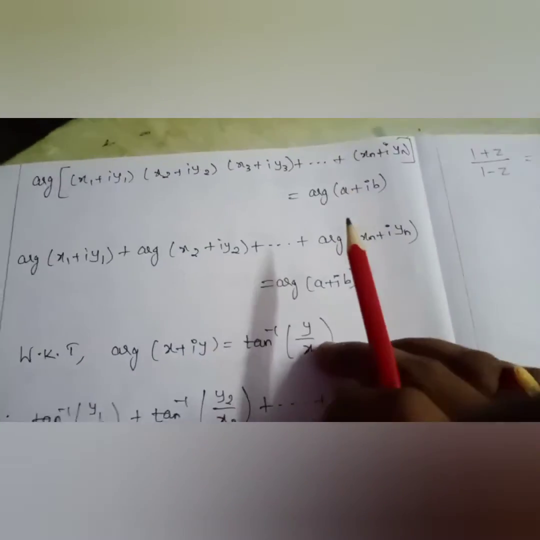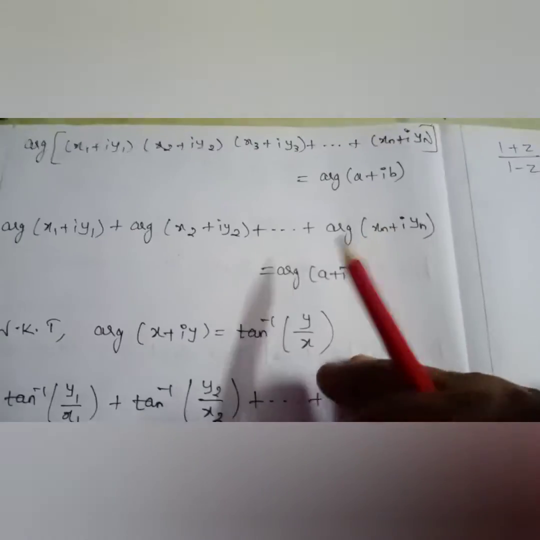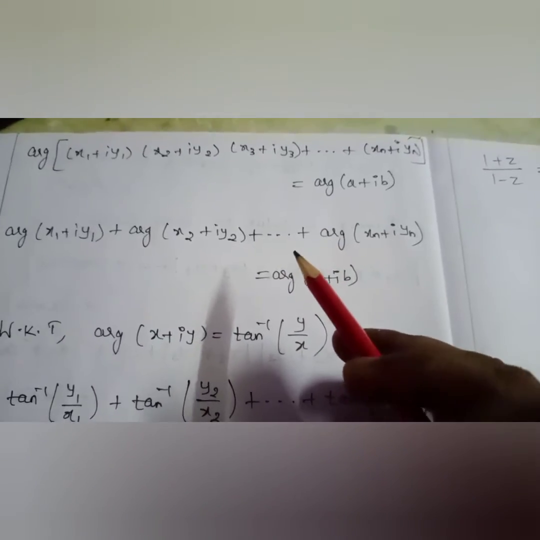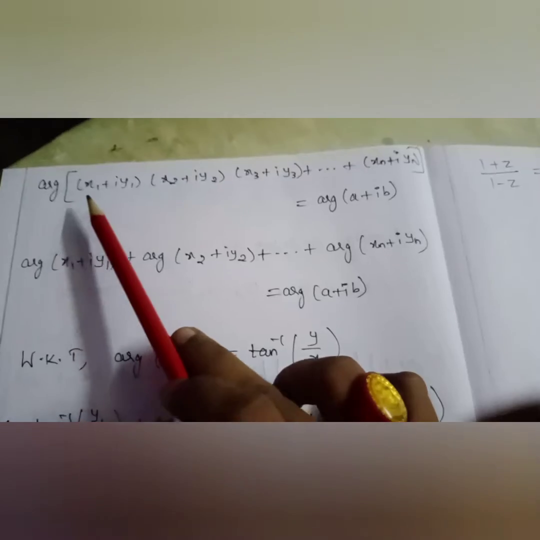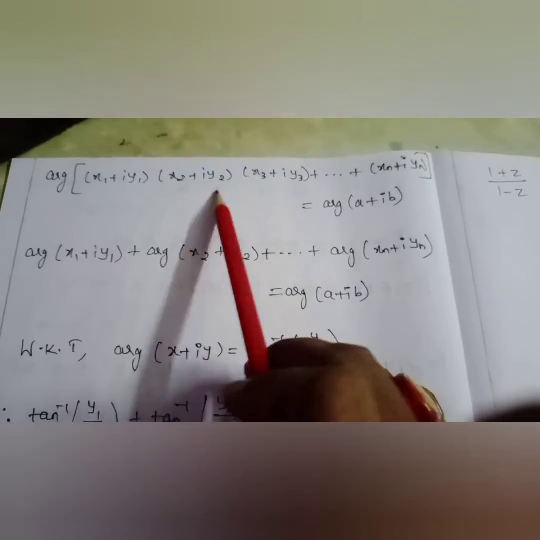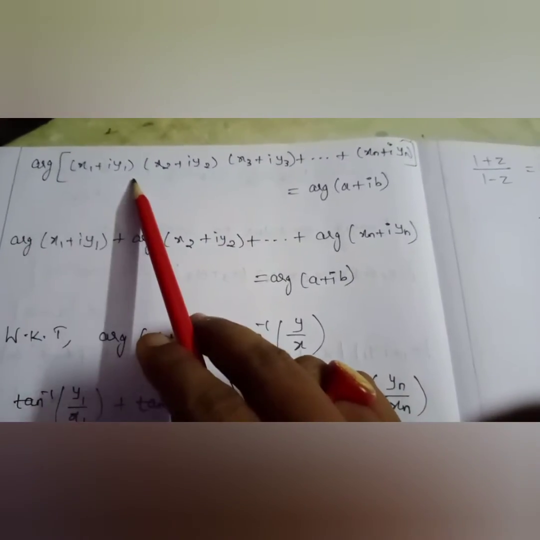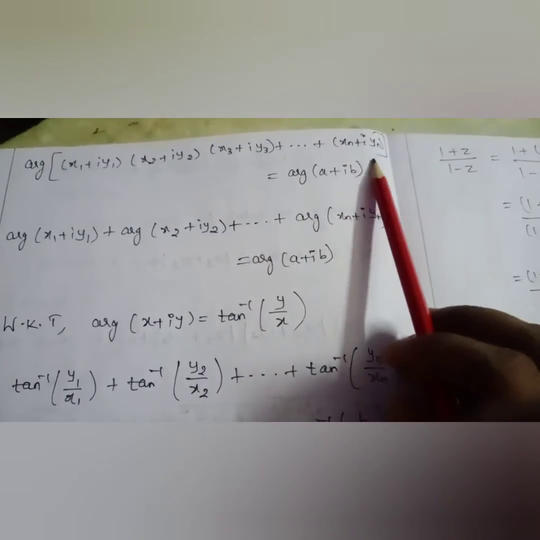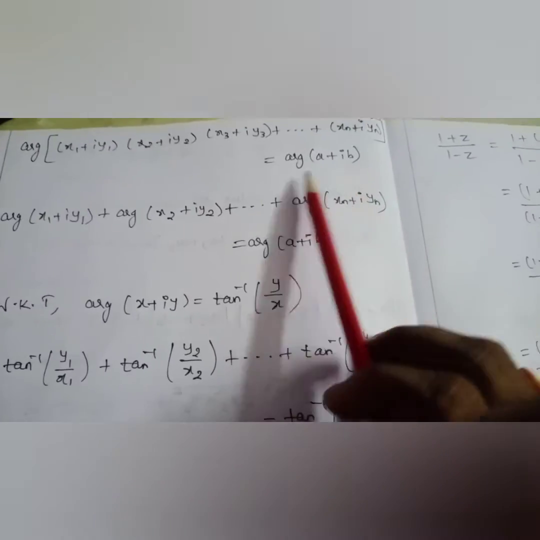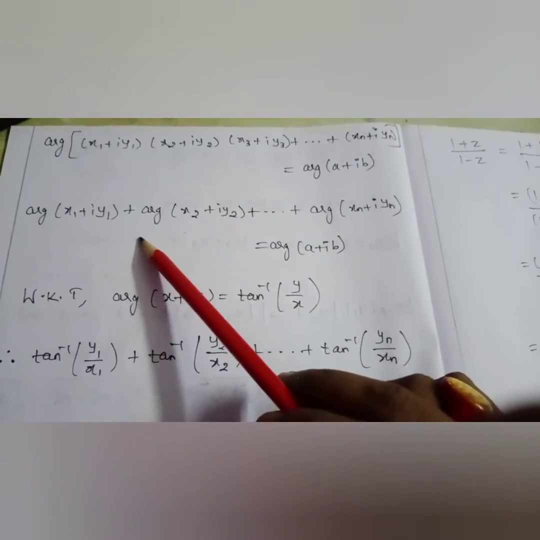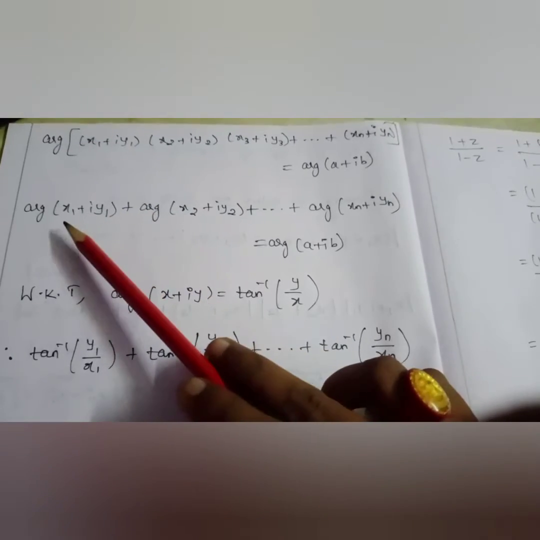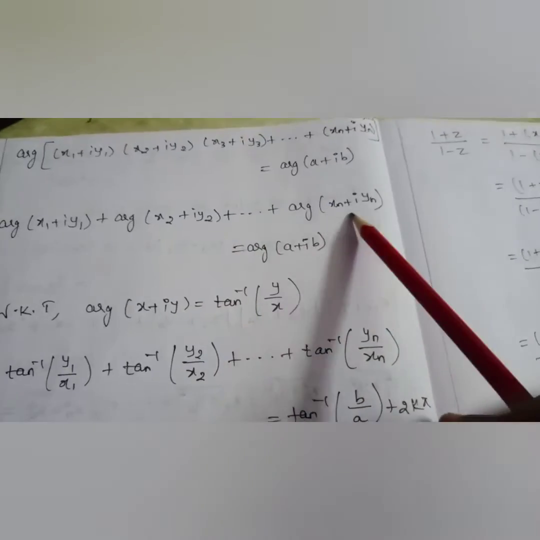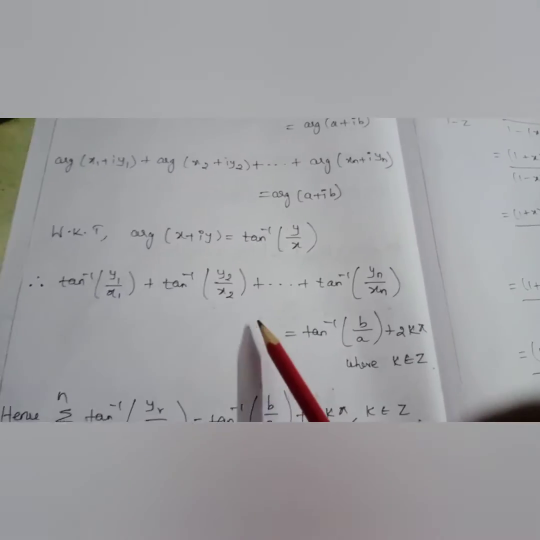Now taking the argument is similar to the log. When you apply logarithm, log ab, using the product rule you can write it as log a plus log b. Similarly, the argument property says that when I have a product, I can write it as a sum. So argument of x1 plus iy1 into x2 plus iy2 into x3 plus iy3, etc., up to xn plus iyn is equal to argument of a plus ib. Now the product can be split into addition, that is sum. Argument of x1 plus iy1 plus argument of x2 plus iy2, etc., up to argument of xn plus iyn is equal to argument of a plus ib.